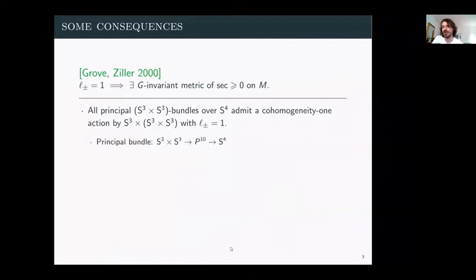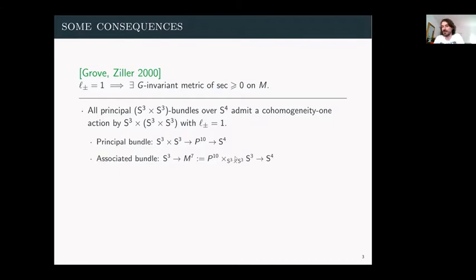Okay, so using this, they were able to prove that they get all principal S3 cross S3 bundles over S4 by this method. And so all of these manifolds P10 admit an S3 cross S3 cross S3 invariant metric with non-negative curvature. And once you have principal bundles, of course, the next thing you do is you build associated bundles.